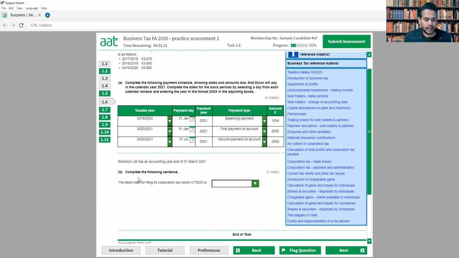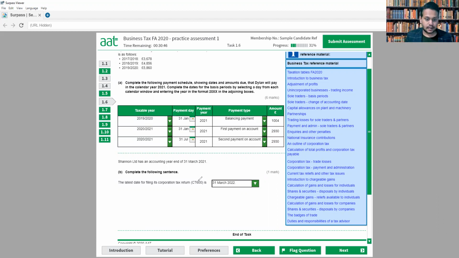All right, the next one we have, Sun Unlimited has an accounting year end of 31st of March 2021. Complete the following sentence. The latest date for filing the corporation tax return. Okay, it is 12 months. Remember that. If the year ended 31st of March 2021, then they can submit the tax return by 31st of March 2022. It's very simple. So if the year ended 31st of March 2021, they can submit the corporation tax return or CT600 within 12 months. So the latest date will be 31st of March 2022.